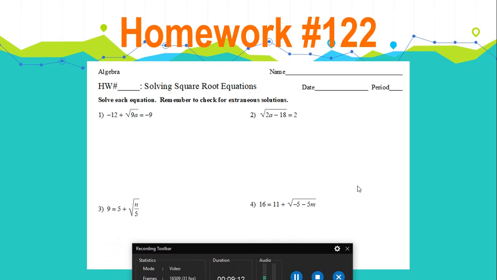Your homework tonight is number 122. Your homework will say solving square root equations at the top, and I believe there's anywhere from 12 to 15 problems.